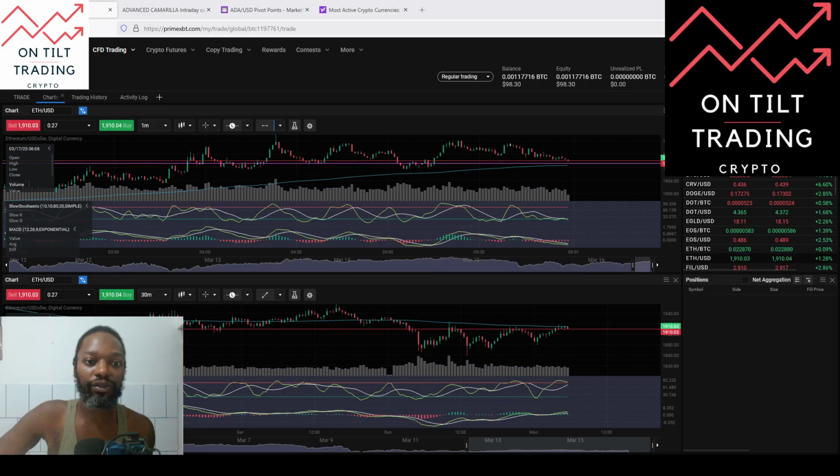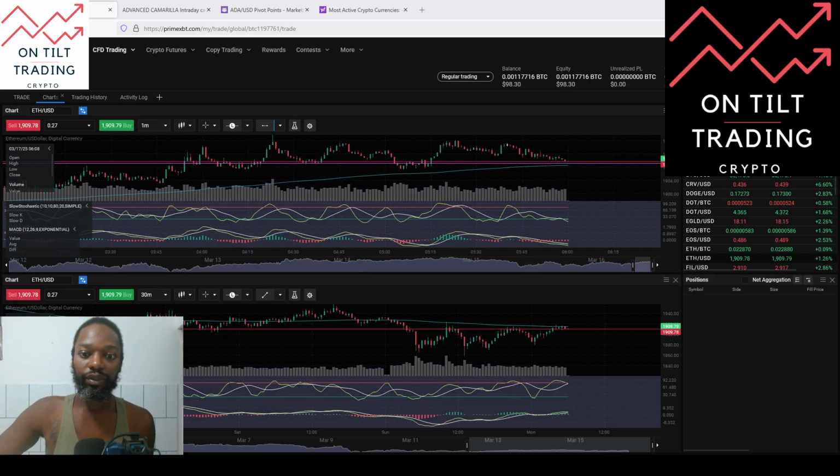This purple line that you see here is a Camarilla pivot point. This is Camarilla pivot R3. And this blue line here is the 200 EMA. Also down here on the 30-minute, this is the 200 EMA as well. Everything that's up here correlates with everything down here on the 30-minute.